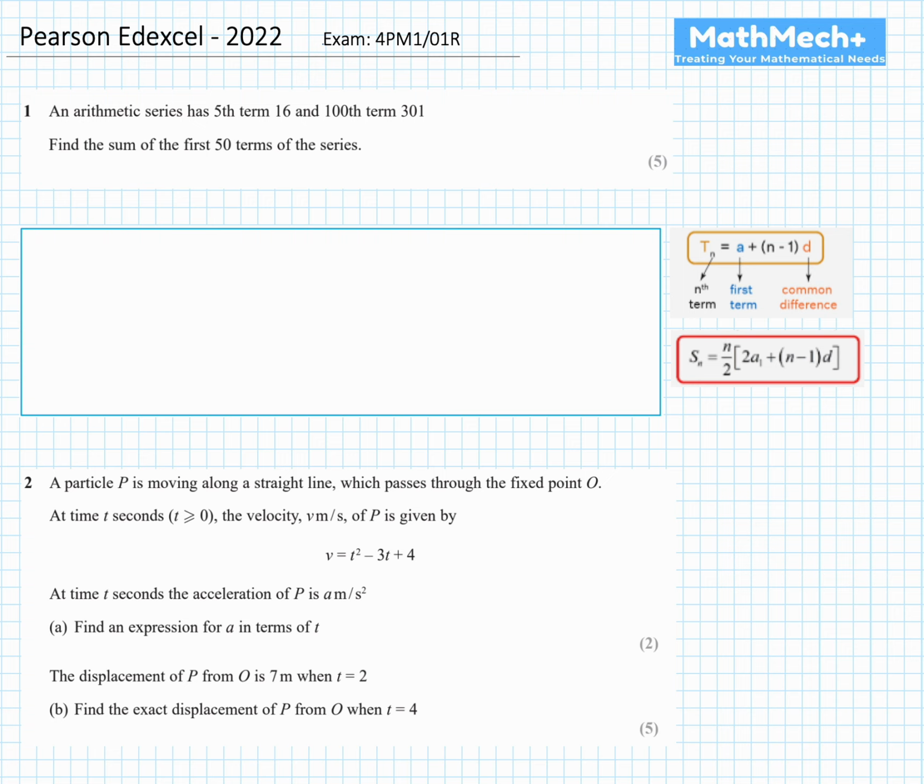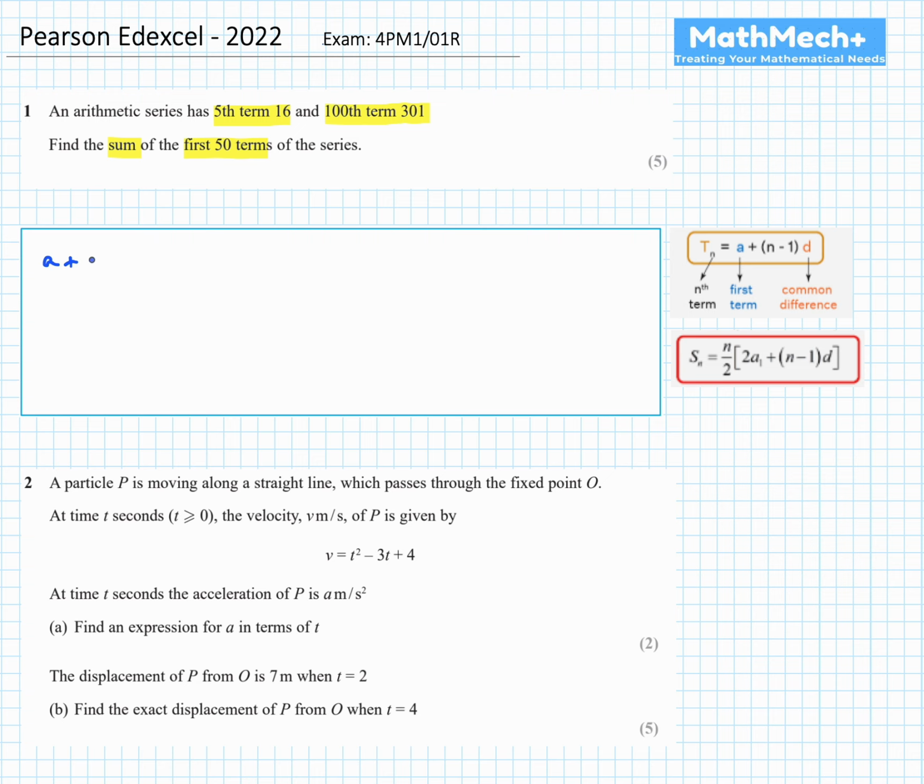Our first question is looking at a sequence and series question, specifically an arithmetic series. So have a read of the question there, and we have a formula on the side as well. It gives us that the fifth term is 16 and the 100th term is 301. This indicates that we'll use our formula above, the nth term, and also find the sum of the first 50 terms after that.